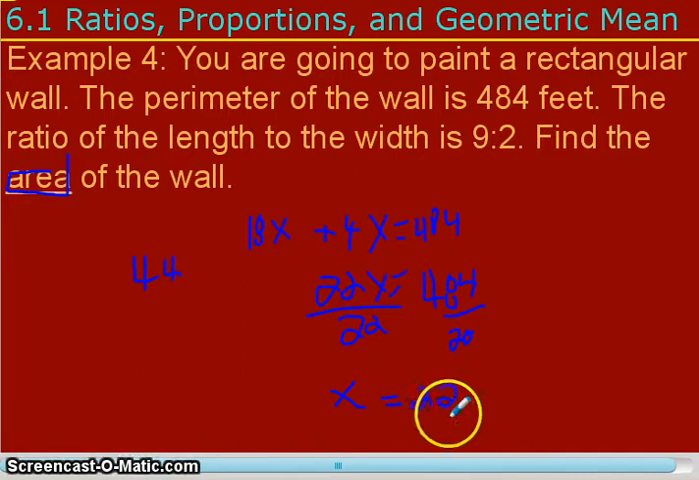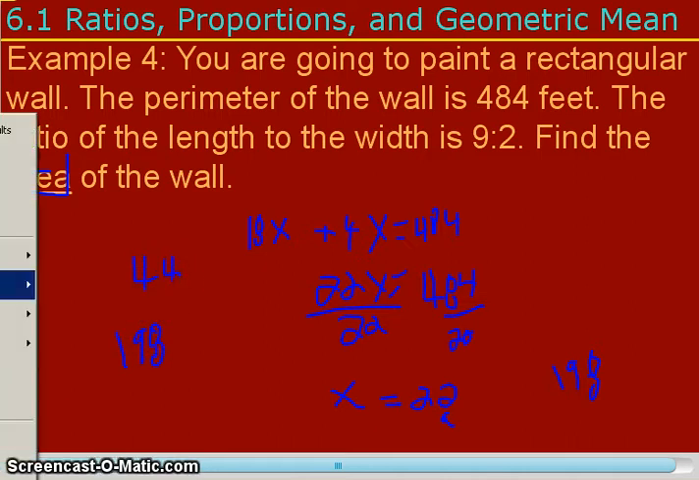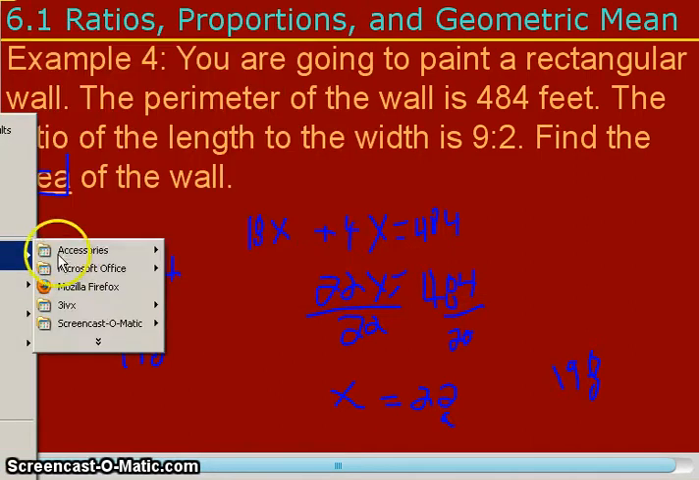9 times 22, what is that? 18, carry the 1, so it would be 19. So we got the dimensions: 198 for the length and 44 for the width, so I need to multiply those two. I'm probably going to need the old calculator out here.